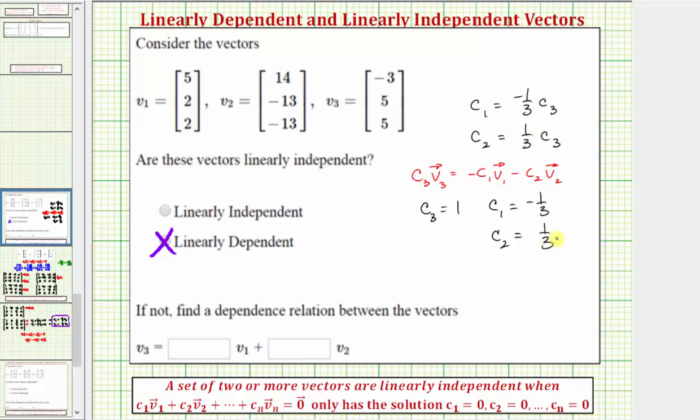But we need to be careful here because notice how the right side of this equation is negative C sub 1 times vector v sub 1 minus C sub 2 times vector v sub 2. So because C sub 1 is negative 1/3, the scalar here is going to be positive 1/3. So v sub 3 equals 1/3 times v sub 1. And then because we have minus C sub 2 times vector v sub 2, and C sub 2 is positive 1/3, this should be minus 1/3. Because we have a plus sign here, the scalar here is going to be negative 1/3.